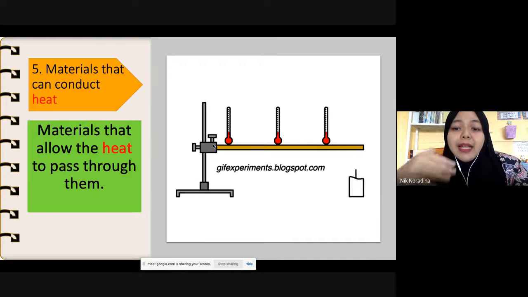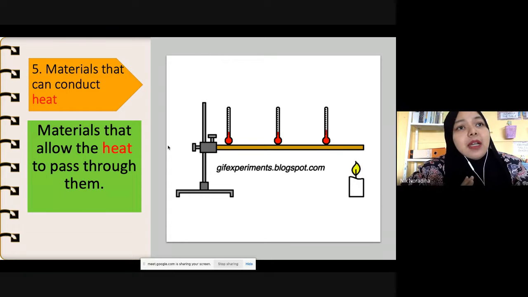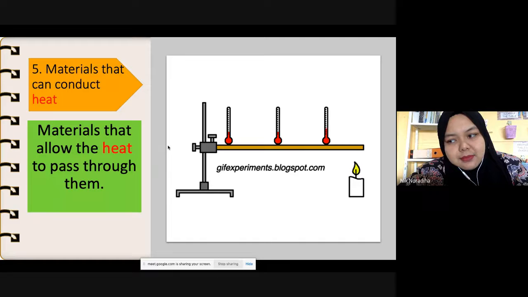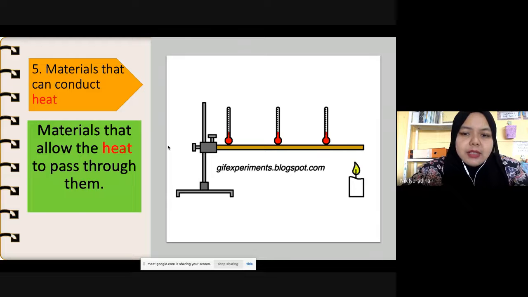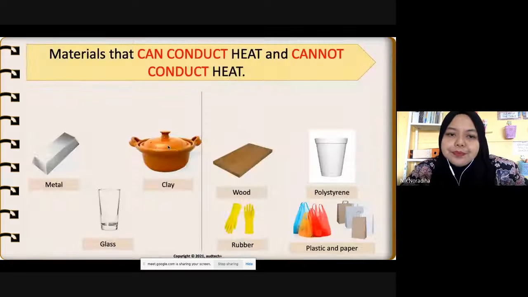If the temperature at the second and third thermometer did not rise up, what will happen? So the rod can conduct or cannot conduct heat? Cannot conduct. Well done. Thank you. Good job. Okay.